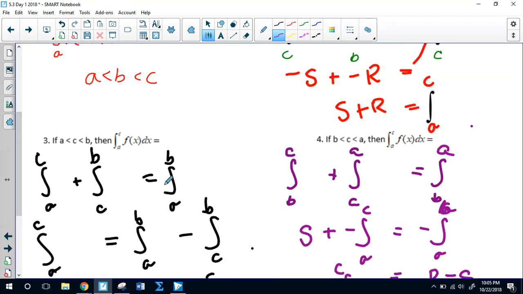Okay, the reason this happens is because these values that you get in here would change from positive to negative or negative to positive depending on which direction you're going. So they're all r plus s, but the actual answer would be different depending on which problem you're doing.